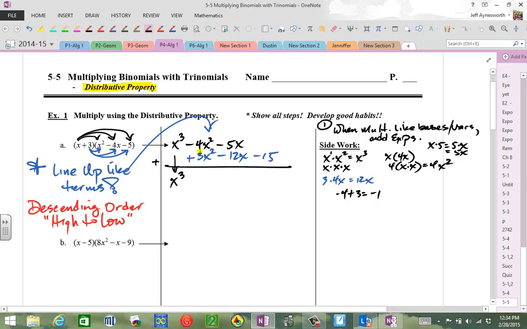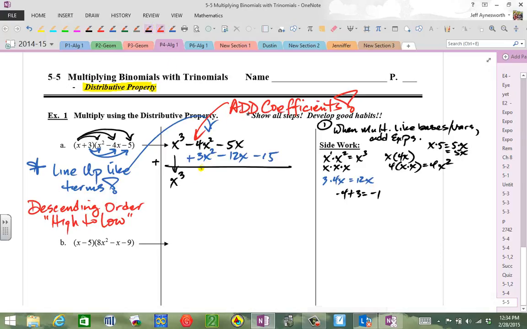Negative 4 plus 3, you have more negatives, so negative 1. Add the coefficients. These are called coefficients. In fact, let me write that down here: add coefficients. So -4 plus 3 is -1. If you have more negative when you add two numbers, your answer is going to be negative. -4x squared plus 3x squared gives you a -1x squared.